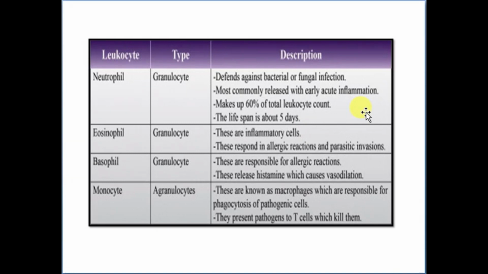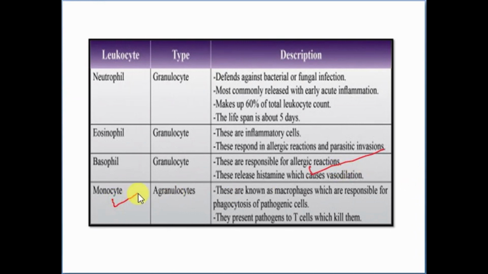Then we have basophils. Basophils are responsible for allergic actions, and they release histamine, which causes vasodilation. Now, what is vasodilation? Vasodilation means they will cause your blood vessels to dilate. Heparin or histamine helps in the broadening of vessels. That is called vasodilation.